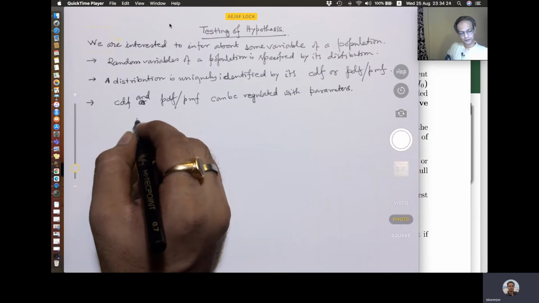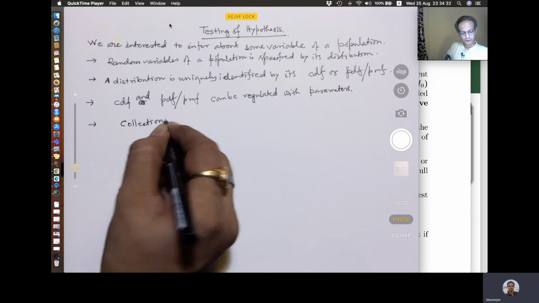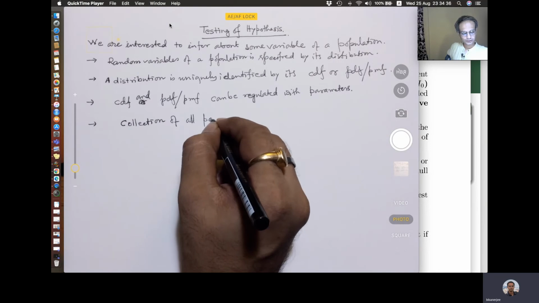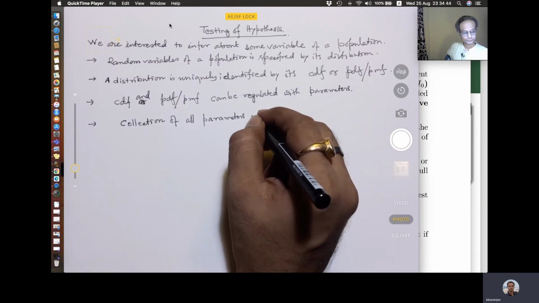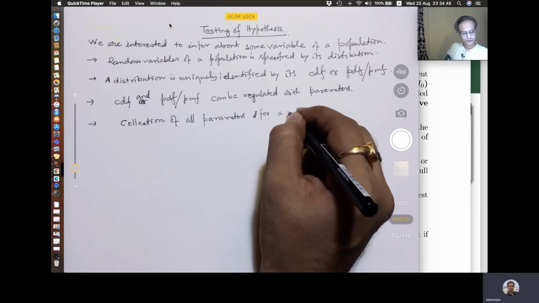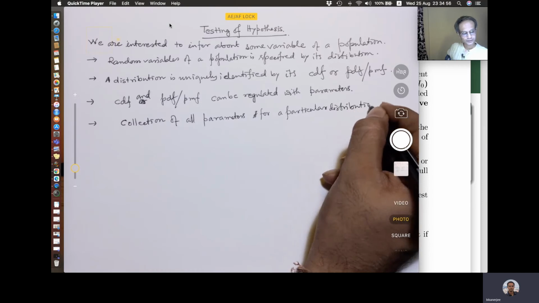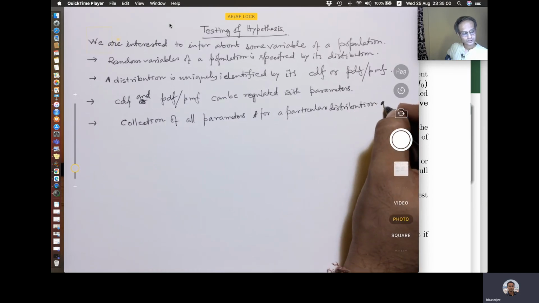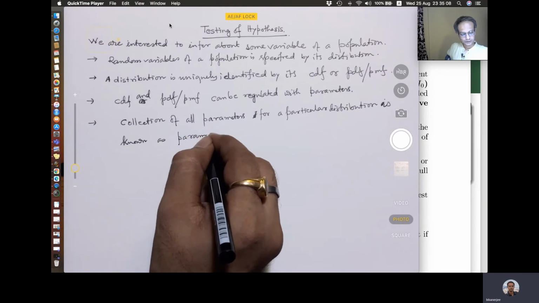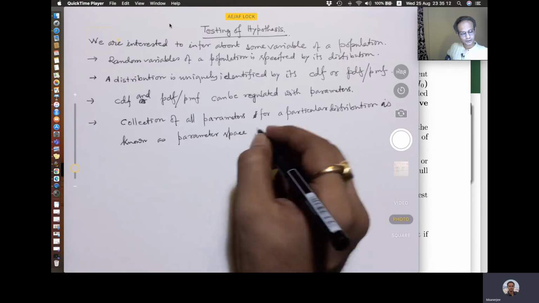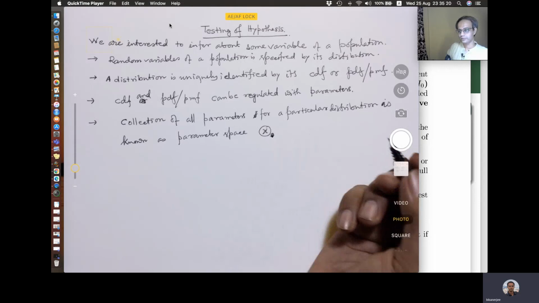So here, the collection of all parameters for a particular distribution, which are admissible parameters, is known as parameter space. This is usually denoted by script theta.